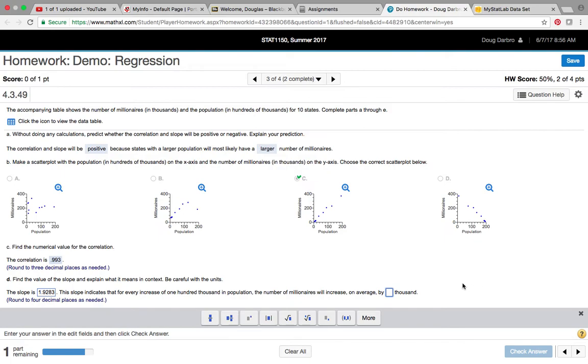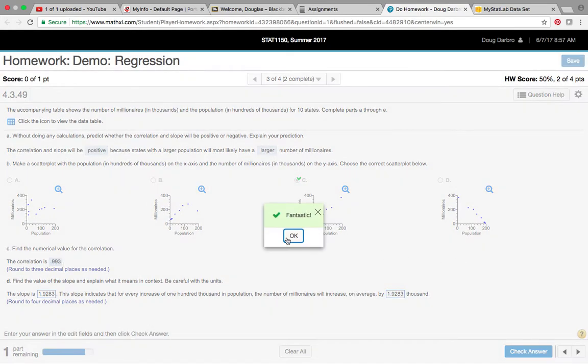Well, what's everything measured in? Thousands, number of millionaires. So it's going to be 1.9283, right? Or is it? Okay.